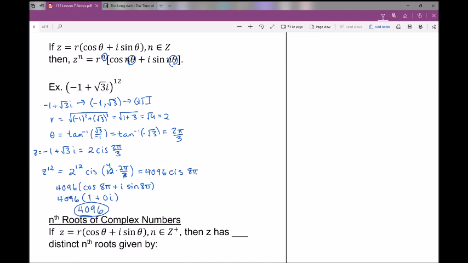So if you thought that the multiplication and division didn't save you that much time, I promise you this will save you a lot of time. So keep that in mind. It'd probably be a question on your test.